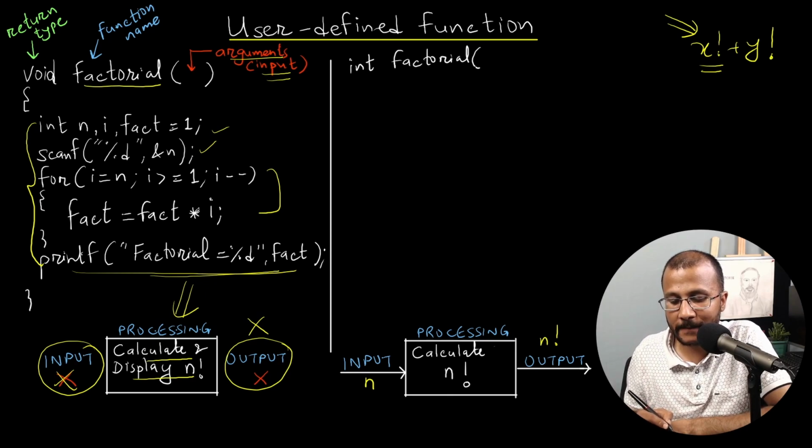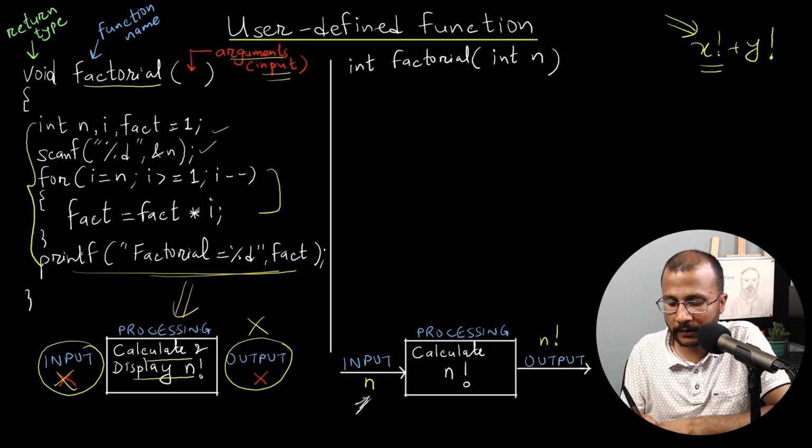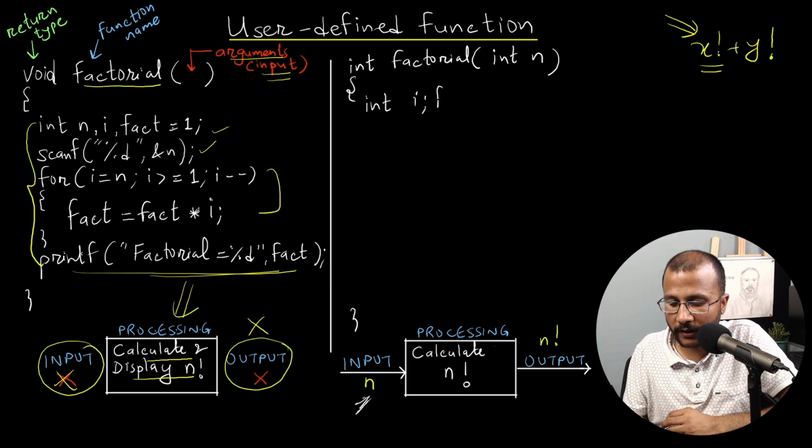Open the parenthesis. Okay, now you need to give the input. What is the input? It is the integer number n. So it will take the integer number n as the input. So I write int space n. Okay, so I need to declare that integer variable and open the brace like this. Okay, now this is where I do the processing part. I need not declare the variable n because it is already there. So I have to have this variable i because I need to run a loop, and then I'll initialize the factorial as 1. Okay, that's the integer value.